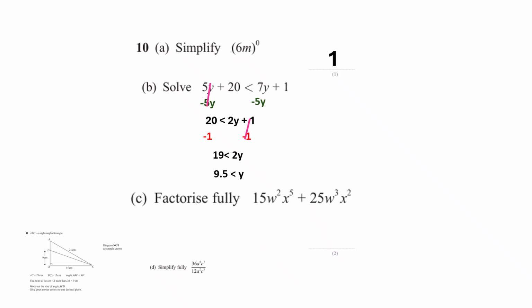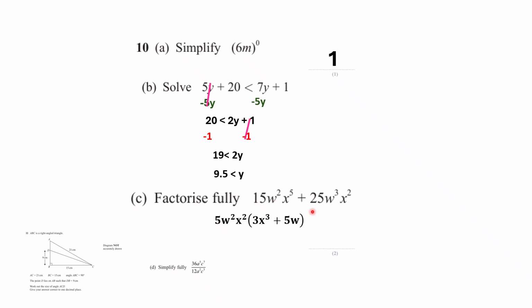The third part says factorize fully. That means what's in here and there at the same time, take it out. Just take the common things. So the 15 and 25, they both have 5 in common. So I'll take the 5 out.